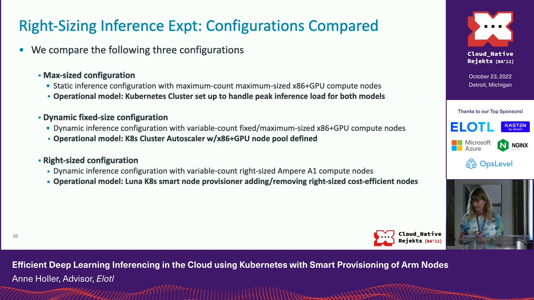The second configuration we compared with was the idea that I scale the number of nodes, but each of the nodes is the same size. This is like the operational model you would get with the Kubernetes cluster autoscaler if you had a node pool defined that was just delivering the x86 plus GPU nodes.